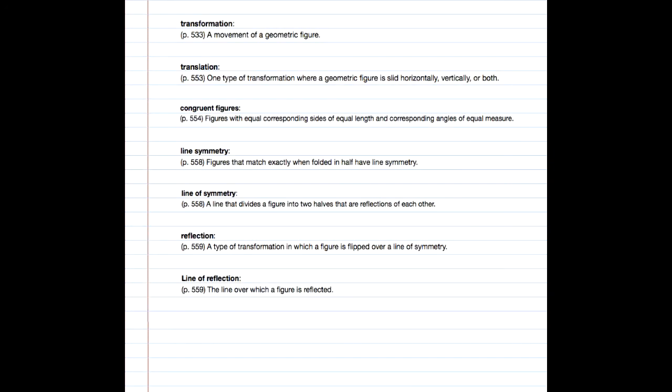B becomes from 1, 2 to 1, negative 2. And C from 6, 4 to 6, negative 4. So again, in this case, because I'm reflecting over the x-axis, the x value remains the same. The y value becomes the opposite.